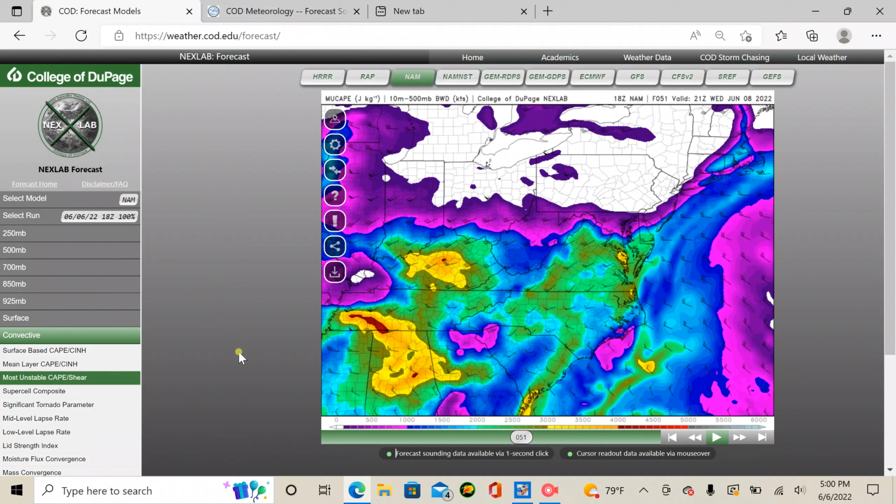So in general overview, what you need for a storm is you need instability, you need moisture, you need lift, and you need shear. Combine all those and you will get a storm of some kind, and what kind of storm will be determined by the upper level winds and upper dynamics.